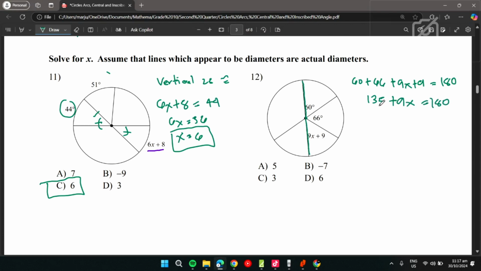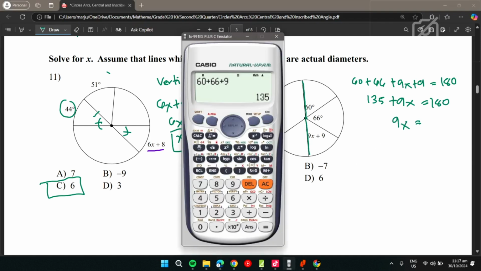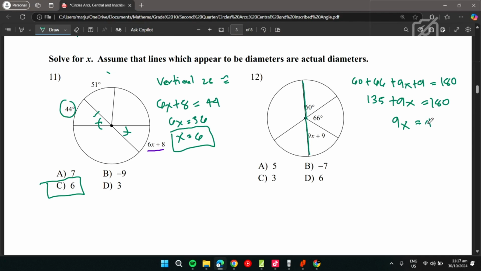And then again, we subtract 135 both sides para maiwan yung 9x. So, 180 minus 135, that gives you 45. So, we need to solve for x. Anong gagawin? Divide both sides by 9. So, x is equal to 45 divided by 9 is 5. That is why yung x value natin is 5. Alright?